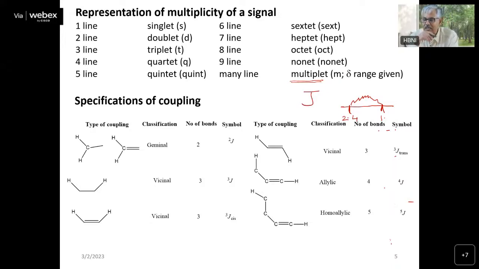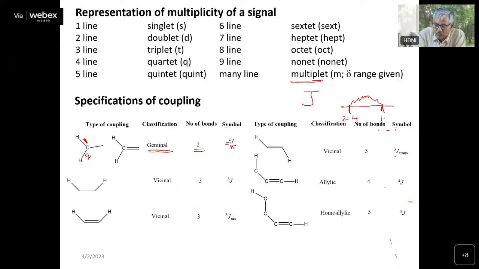Now in this particular case, you see that the hydrogens are attached to the same carbon, so you can see there are two bonds. These two hydrogens are at two bond distance. This is bond 1, this is bond 2. So we call them geminal. It is a standard term coming from organic chemistry. When two hydrogens are attached to the same carbon, we call them geminal hydrogens. How many bonds are there? Two bonds. So that's why J tells the coupling constant.